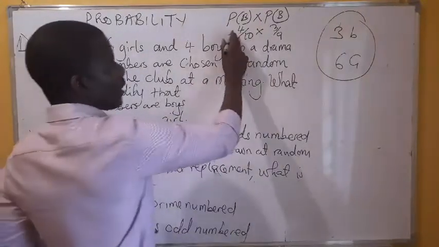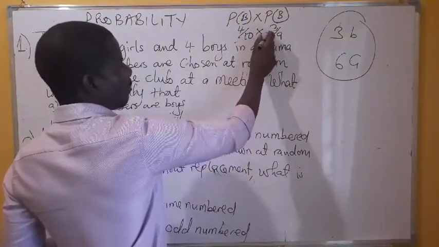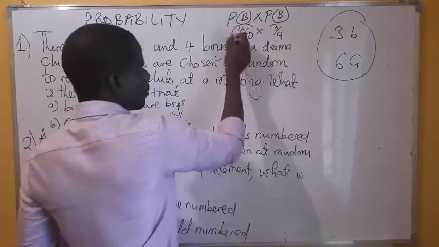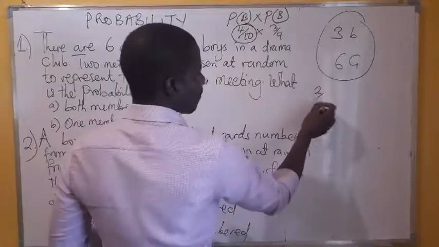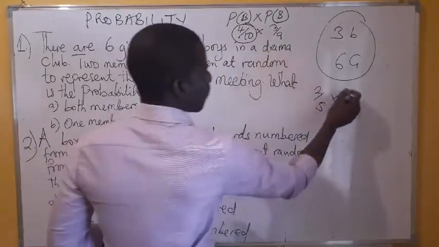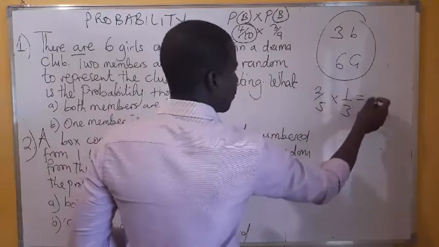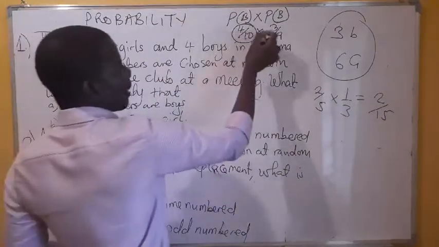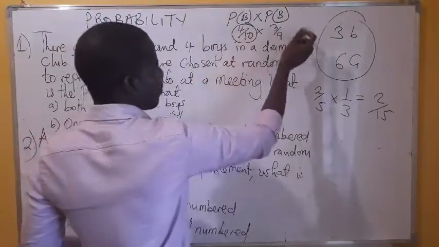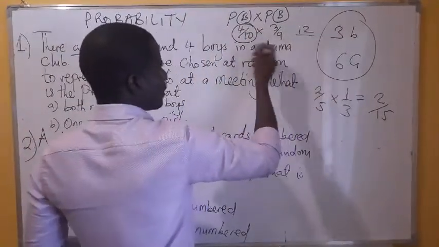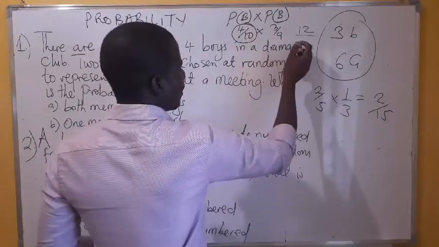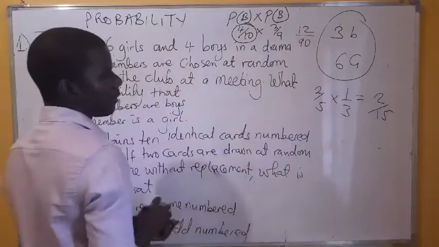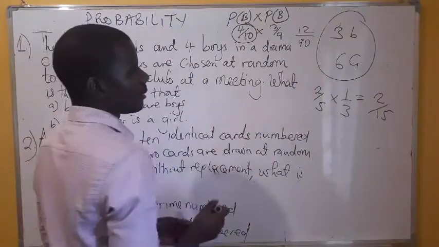So the probability is going to be, if you want, we can simplify this part. It's important when you're dealing with fractions. We can even simplify the first one so that we have 2 over 5. The second one, we can have 1 over 3. So that when you multiply this, you have 2 over 15. Then we have 12 over 90.